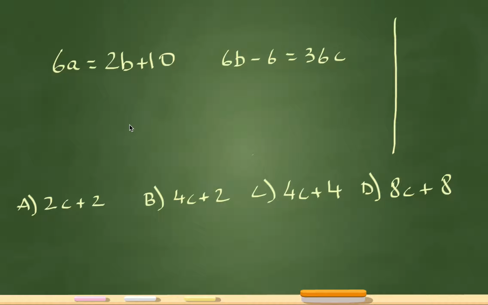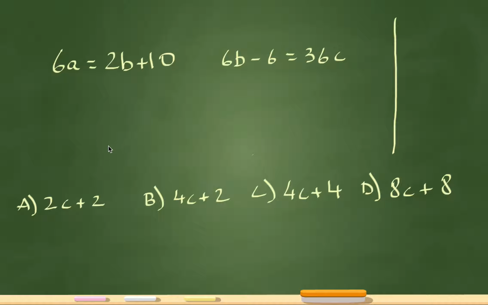If 6a equals 2b plus 10 and 6b minus 6 equals 36c, then what is a in terms of c? Cool. So on a scale of 1 to 5, I'd say this problem is closer to your level 4. So it's definitely a tough problem, but remember our strategy.